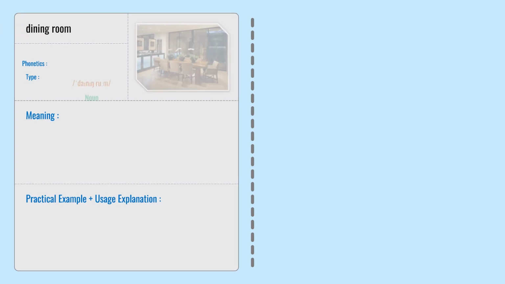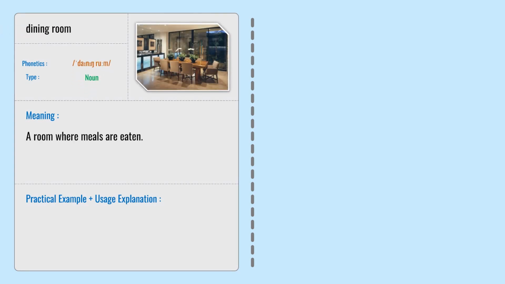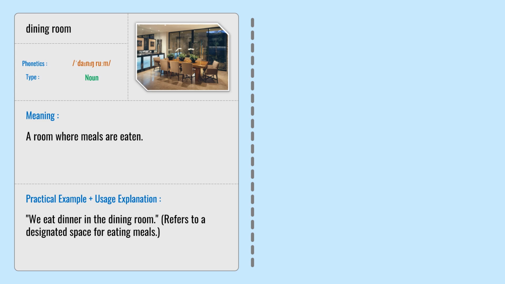Dining room. A room where meals are eaten. We eat dinner in the dining room. Refers to a designated space for eating meals.